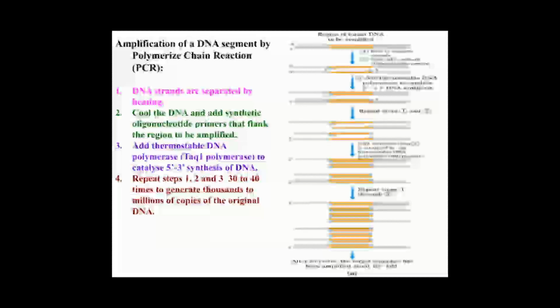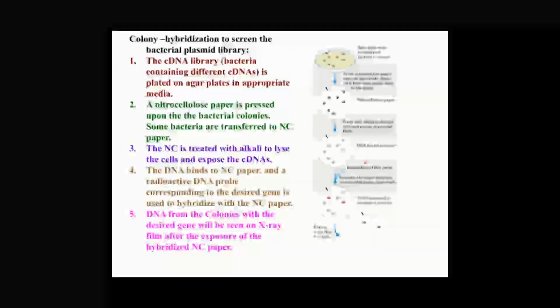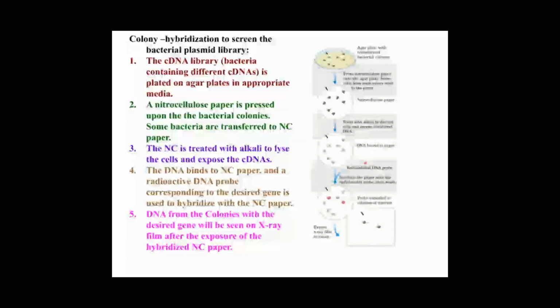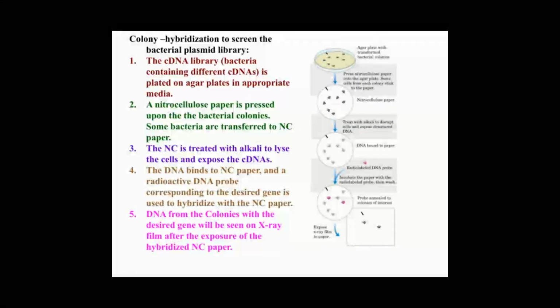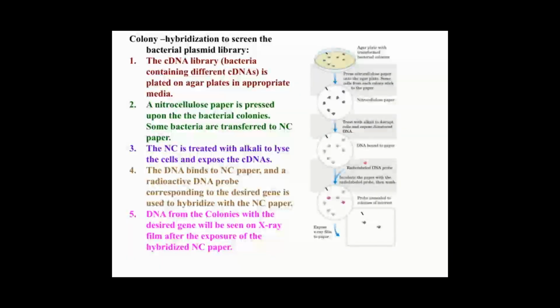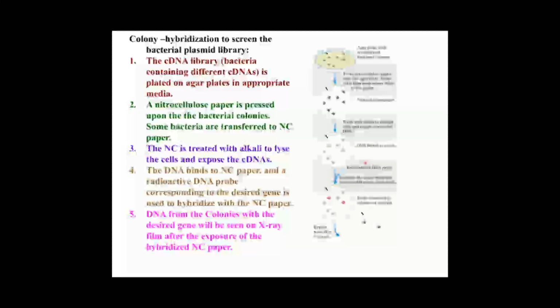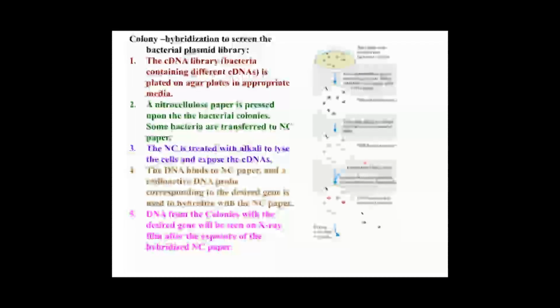Now, let's talk about how we screen our bacterial plasmid library using colony hybridization. First, we plate the bacteria that contain our cDNA library onto agar plates with the appropriate media, allowing colonies to grow. Then, we press a nitrocellulose, or NC, paper onto these colonies. This step transfers some bacteria onto the paper, capturing the genetic material. Next, we treat the NC paper with an alkali solution to lyse the bacteria, which exposes the cDNAs. The DNA from the colonies binds to the NC paper, and this is crucial because it preserves the genetic information for detection.